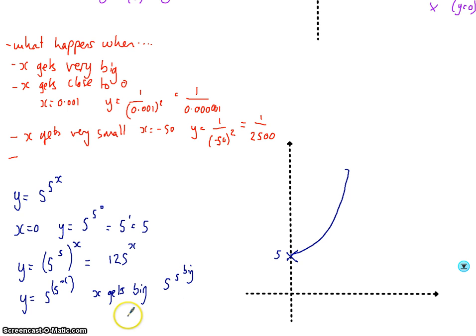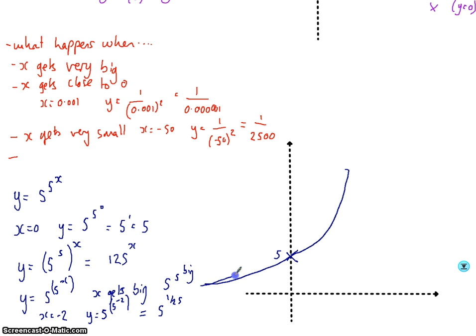And again, what happens when x is negative? Well, then we'll get 5 to the, say minus 2, but again we do that bit first. So let's say when x equals minus 2, then y equals 5 to the minus 2, so that's 5 to the power of 1 over 25, which is something very small. So as x gets negative, y gets smaller. So it is that general shape, right?